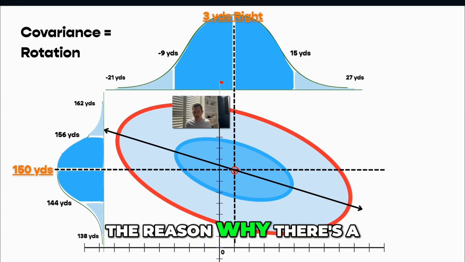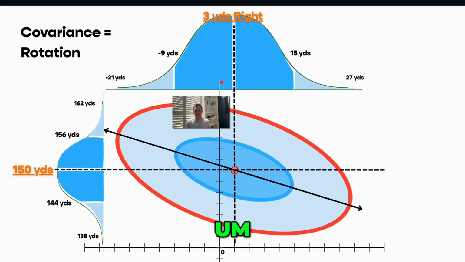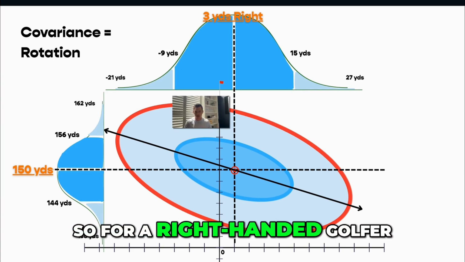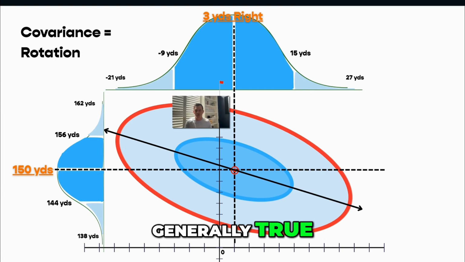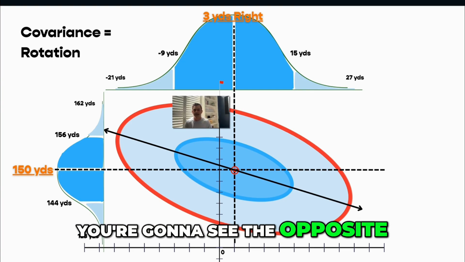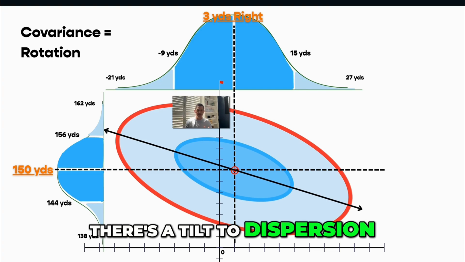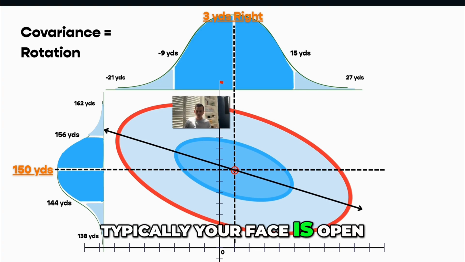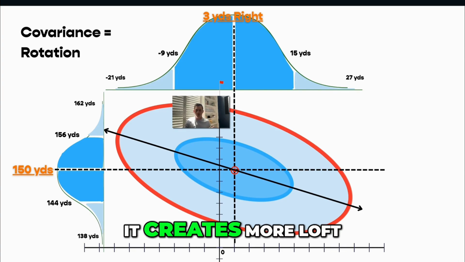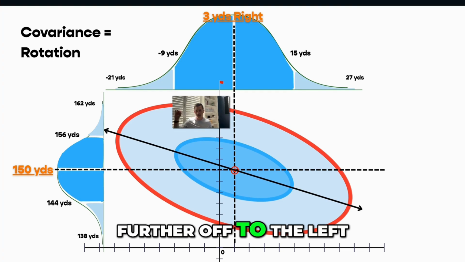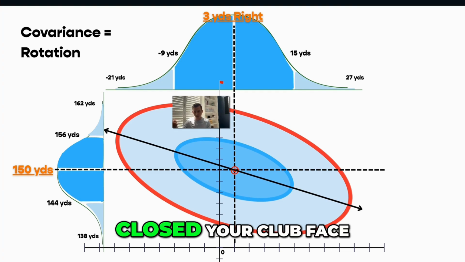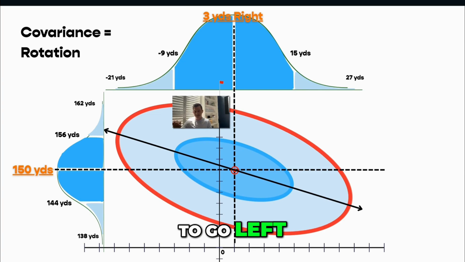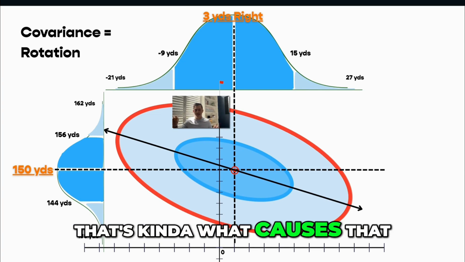The reason there's a rotation: I'm a right-handed golfer, so for a right-handed golfer this is generally true. For a left-handed golfer, you're going to see the opposite. Essentially, there's a tilt to dispersion because the further right I hit it, typically your face is open. When you open your face, it creates more loft and the ball goes shorter. When you hit it further off to the left, that means you've effectively closed your club face, which causes the ball to go left, de-lofts it, and that causes it to go a little bit further. So that's what causes that variation.